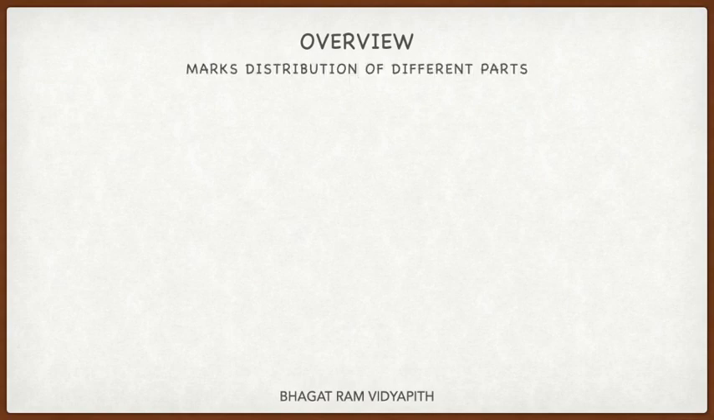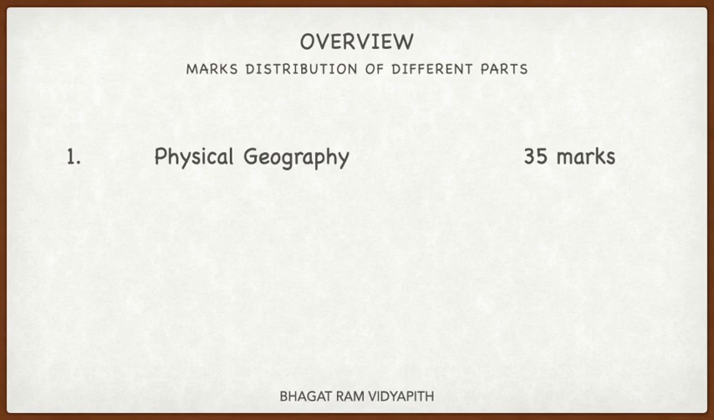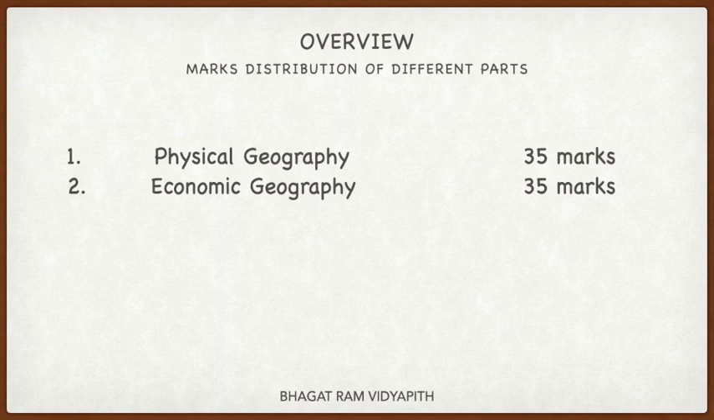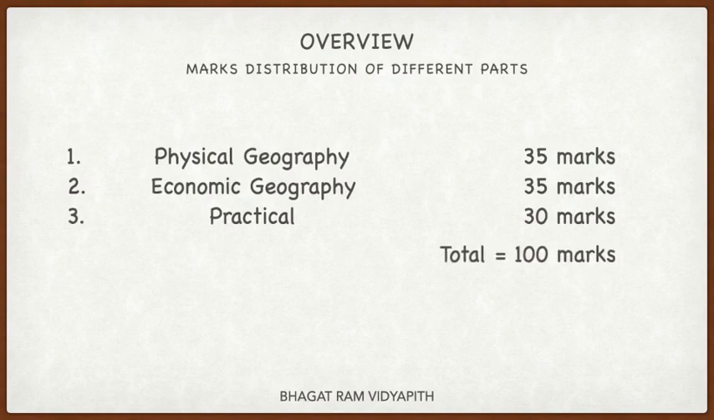Let us begin with the overview, wherein we see the marks distribution of different parts. To begin with, we have physical geography that carries 35 marks, followed by economic geography that carries 35 marks again. Lastly, we have practical, which carries 30 marks. Summing it all up, it totals out to 100 marks.